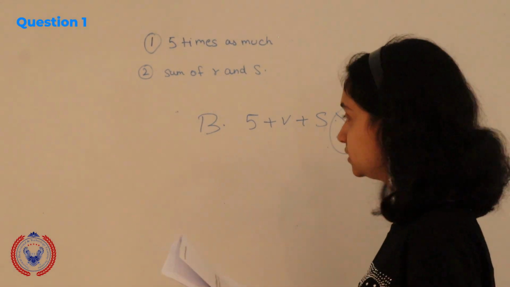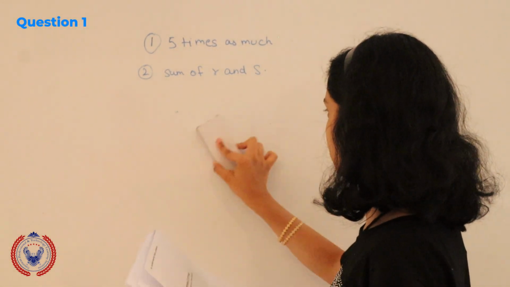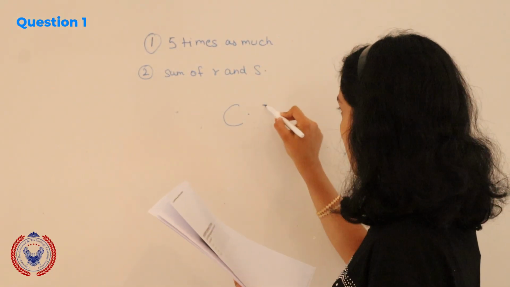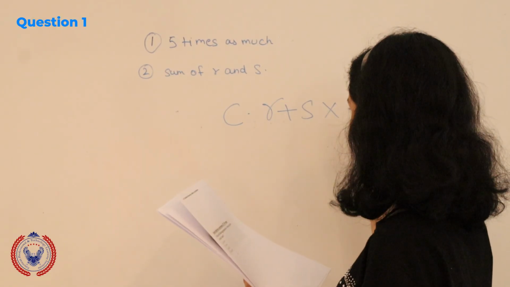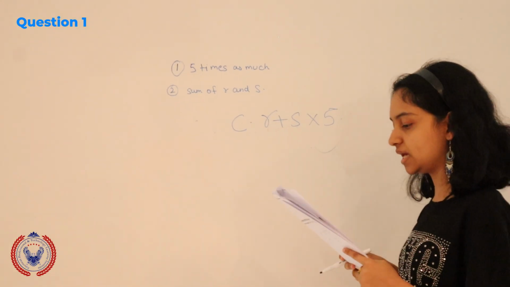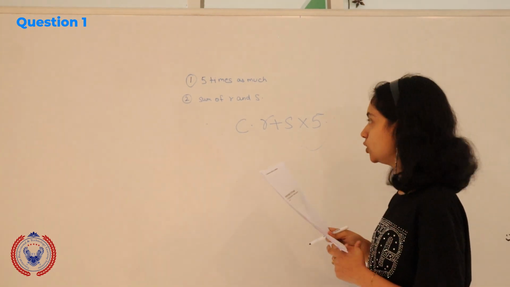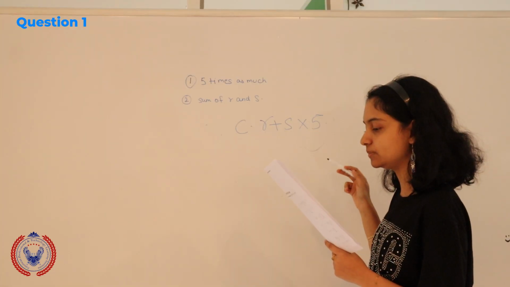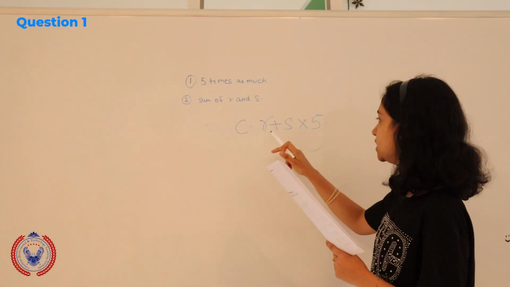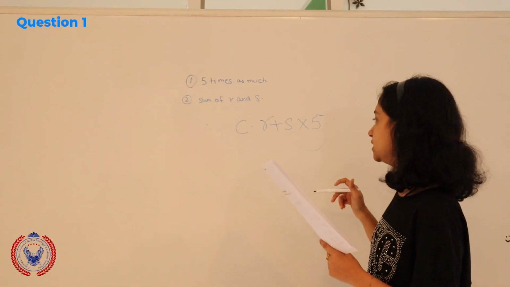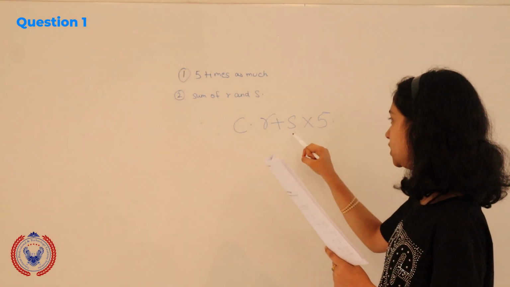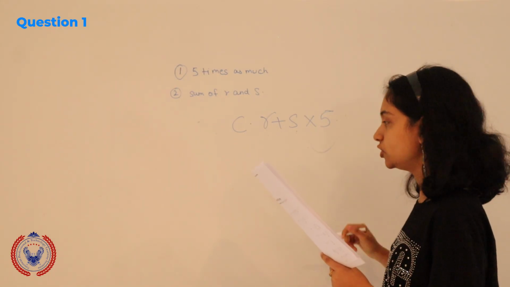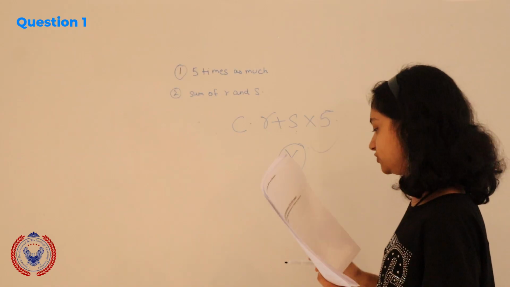Now let's look at the third option choice, which is C. C says R plus S times 5. This is similar to A, but the only thing that is different is the order in which it is written. This also has the same problem as option A, because here S is being multiplied by 5 and not the sum of R and S. So C cannot be a good choice for this.